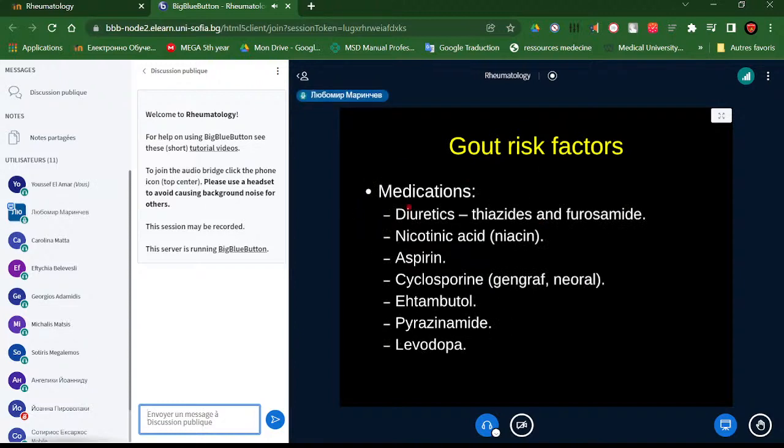Also, you have to have in mind medications, especially diuretics, all diuretics, thiazides and furosemide, nicotinic acid, niacin, and low dose aspirin. For example, 100 milligram aspirin, or all types of aspirin which are intended for antithrombotic medication. Cyclosporin, ethambutol, pyrazinamide, levodopa, and many others.